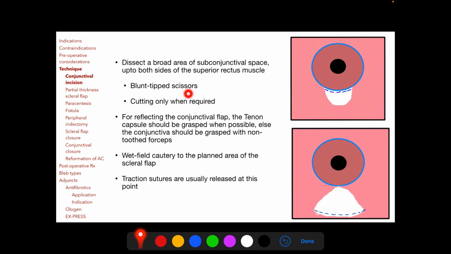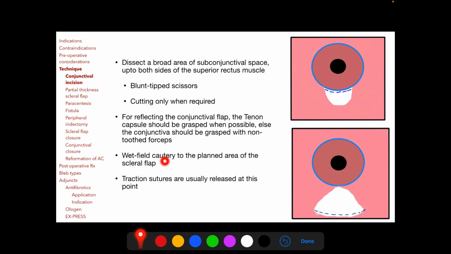and the scissors are used to cut tissues in the subconjunctival space only when required. And for deflecting the conjunctival flap, the Tenon should be grasped when possible, else the conjunctiva should be grasped with non-toothed forceps, which reduces the incidence of conjunctival tearing.